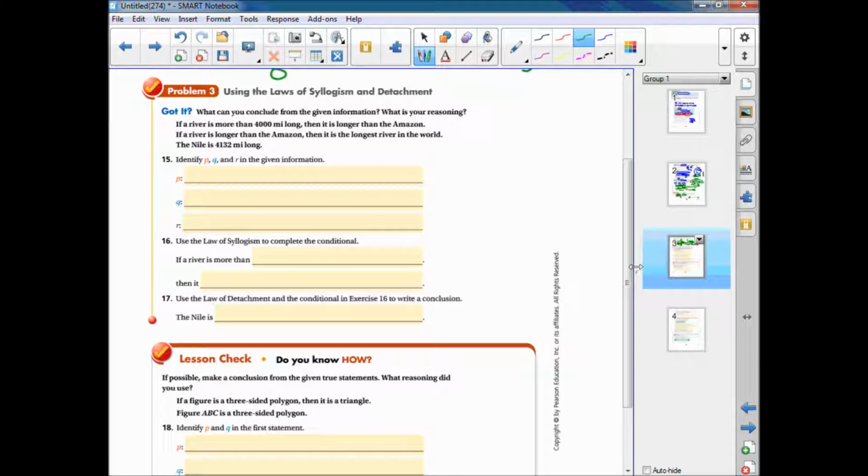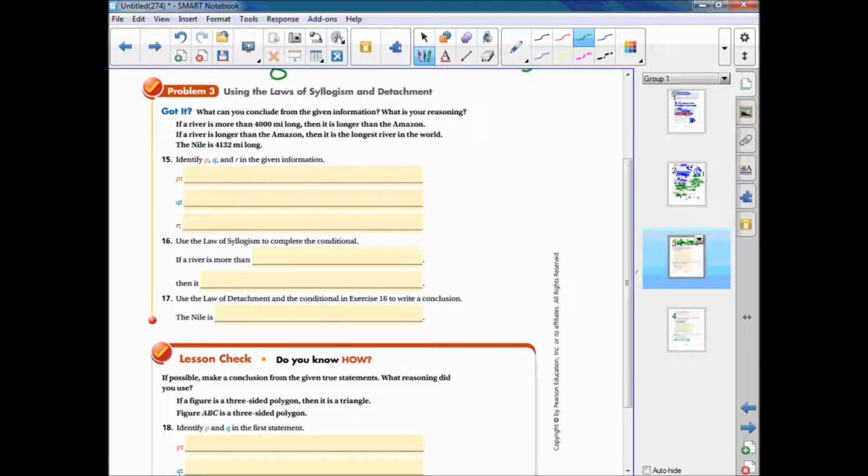Problem 3, using the laws of syllogism and detachment. So we're going to do two things together. What can you conclude from the given information, and what is your reasoning? If a river is more than 5,000 miles long, then it is longer than the Amazon. If a river is longer than the Amazon, then it is the longest river in the world. And then the Nile is 4,132 miles long.